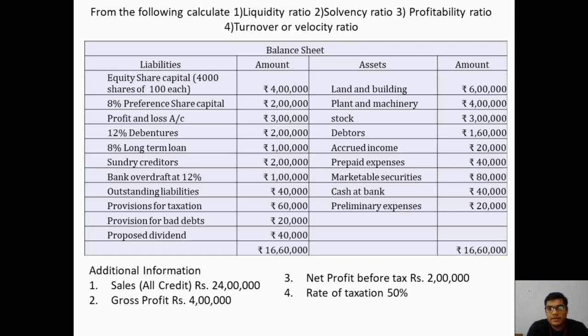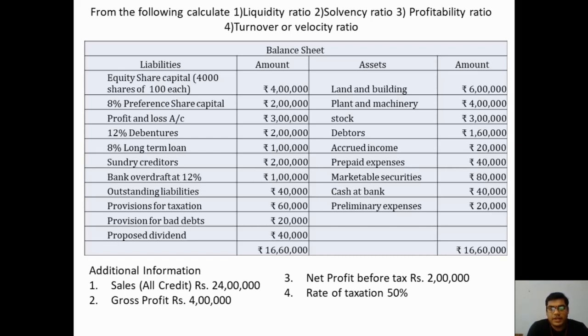Land and building is a fixed asset, that is a non-current asset. Plant and machinery, again, is a non-current asset, that is a fixed asset. Stock, debtors, accrued income, prepaid expenses, marketable securities, cash at bank, all these are called current assets. Preliminary expenses is not a current asset.